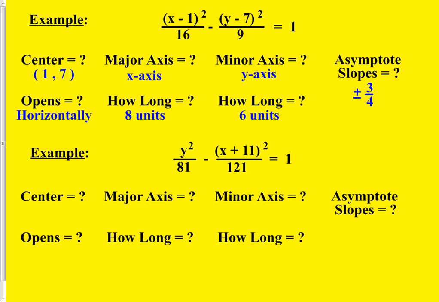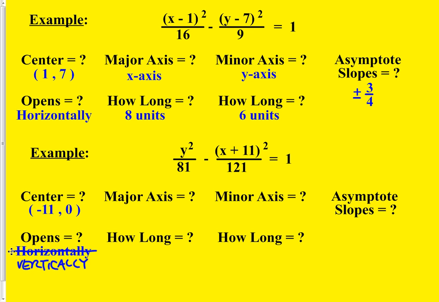Our center lives at negative 11, 0. No biggie there. And how about the direction that it opens? Once again, our graph is going to open in the direction of the positive term. It is y that is positive this time. So our graph, oops, I have an error in my notes, should be opening vertically. Hopefully that's the only error I have on this one.